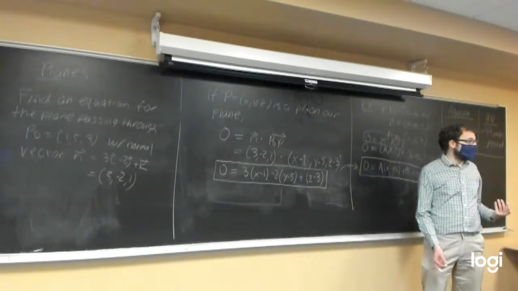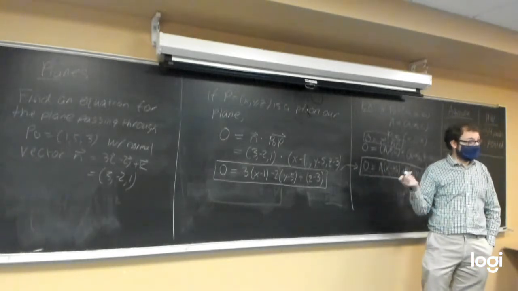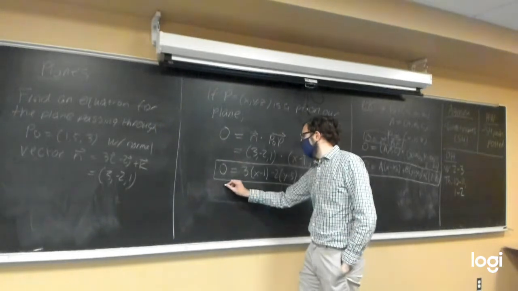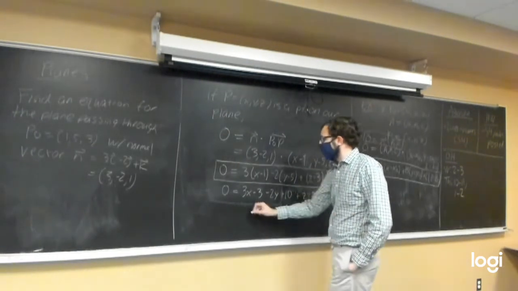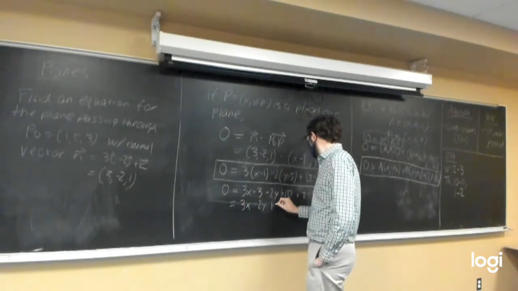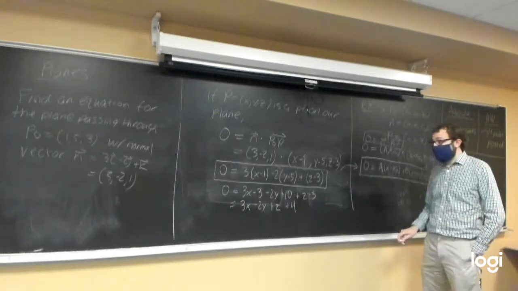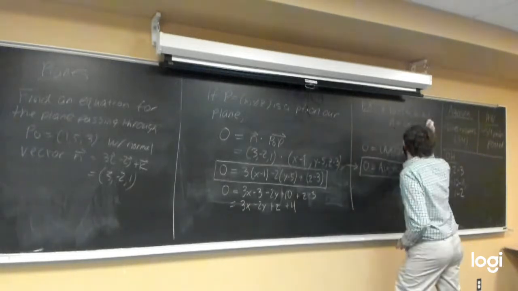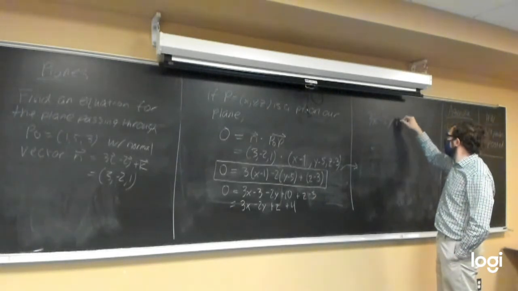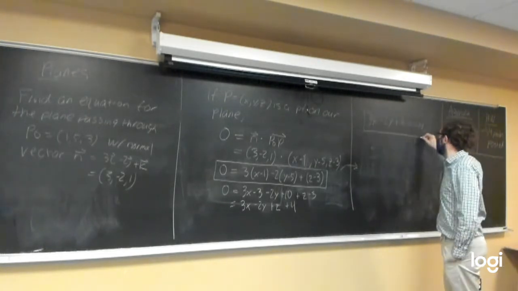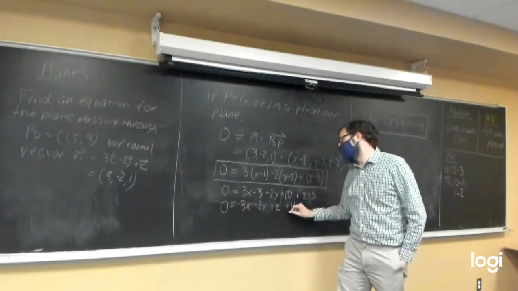Or, if we wanted the other way, the ax plus by plus cz equals d form, we could just simplify, multiply this out, take our constant term that we end up with, and move it over to the other side, which would give us 0 is equal to 3x minus 3 minus 2y plus 10 plus z minus 3, which is the same as taking 3x minus 2y plus z, minus 3 plus 10 is plus 7, minus 3 is plus 4, and ultimately we could end up with the formula, right up here so you all can see. 3x minus 2y plus z is equal to negative 4, where the negative 4 just came from subtracting 4 from both sides of this equation.